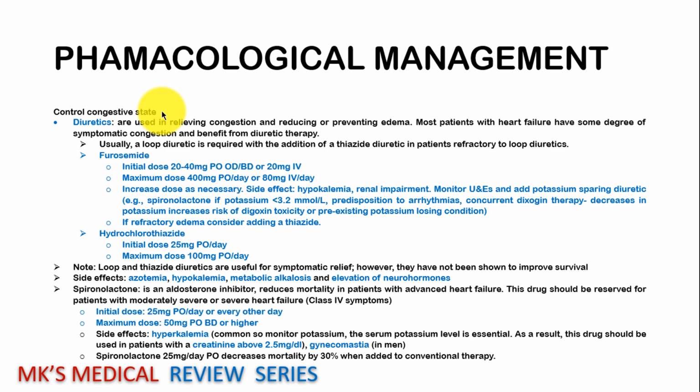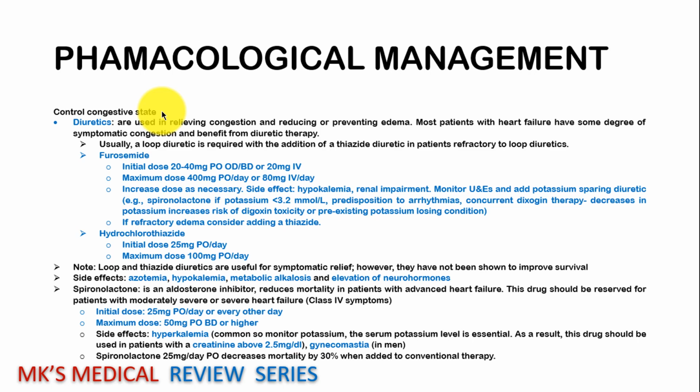Most patients with heart failure have some degree of symptomatic congestion, and they may benefit from diuretic therapy. Loop diuretics are very important. Thiazide diuretics are also very important, especially in patients that have refractory heart failure. One drug that we commonly use is furosemide. You may know it as Lasix. With furosemide, you may start with an initial dose of 20 to 40 milligrams orally once a day or twice a day, or even 20 milligrams IV. The maximum dose that you should give per day is 400 milligrams, or 80 milligrams if you're giving it IV. Okay, so increase the dose as necessary.